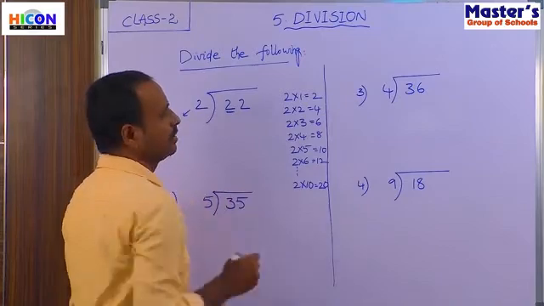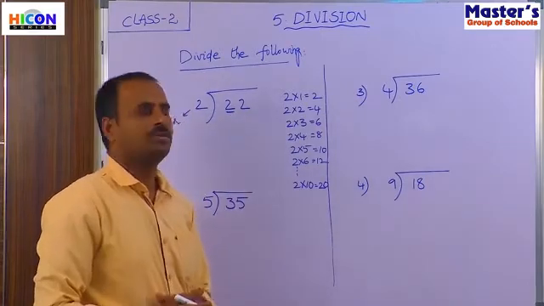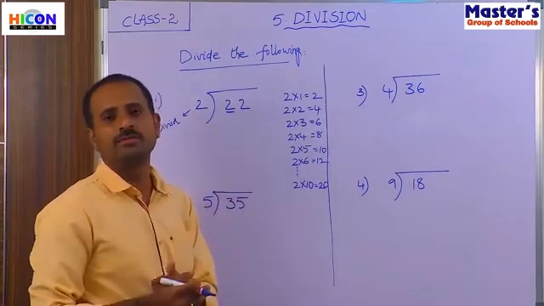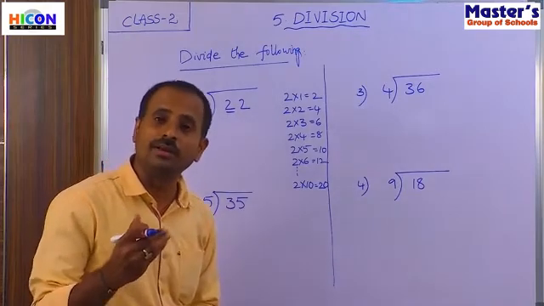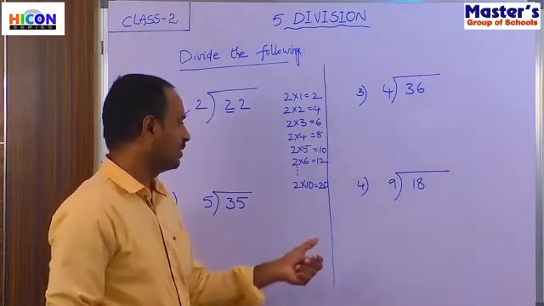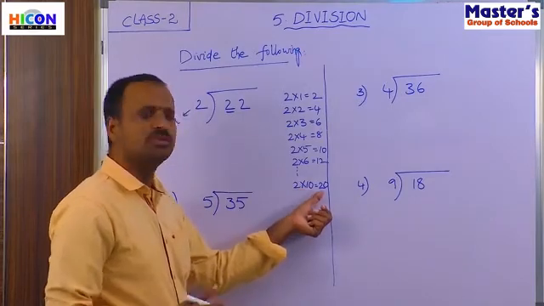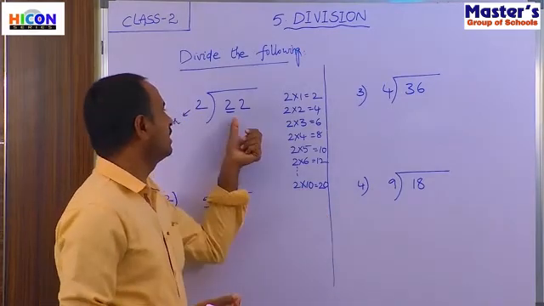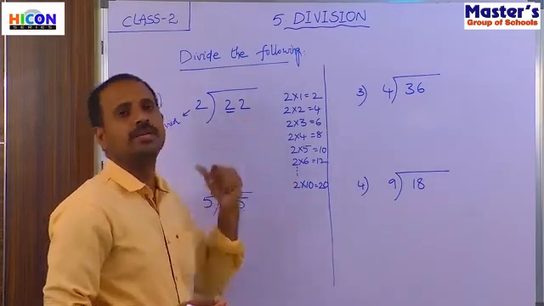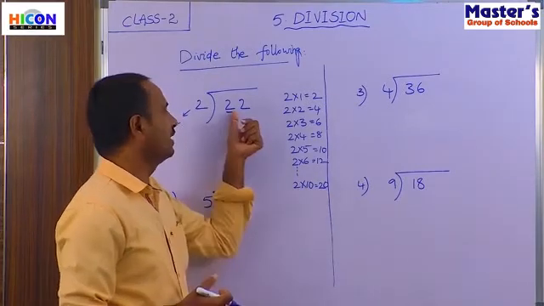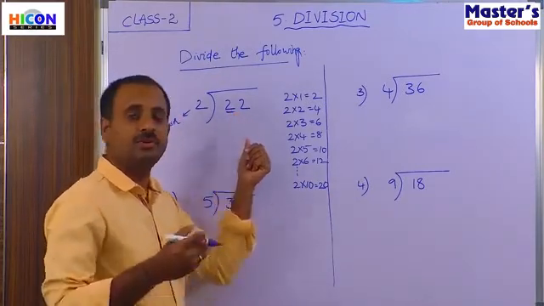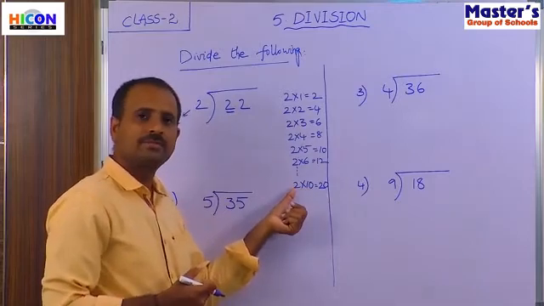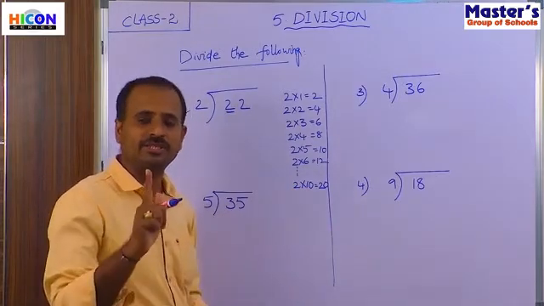So children, did you understand? They have given the number 22, but we have learned the tables only up to 10 twos. That is, 10 times 2 is 20, but there is a number more than 20. That is 22. So if the given number, that is the dividend, is more than 10 times the divisor, then we have to take each digit.